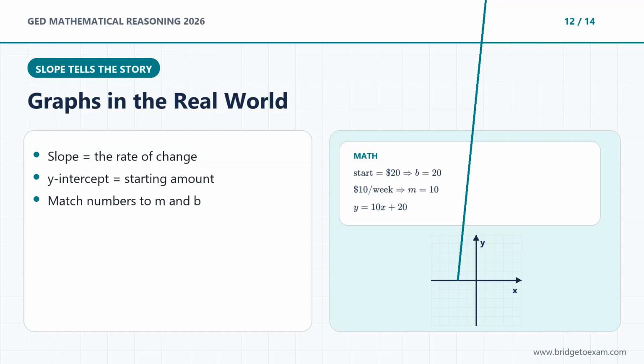In a word problem, slope is the rate, and the y-intercept is the starting amount. Suppose a savings account starts with $20 and grows by $10 each week. Then b is 20 and m is 10. The equation is y = 10x + 20, where x is the number of weeks.